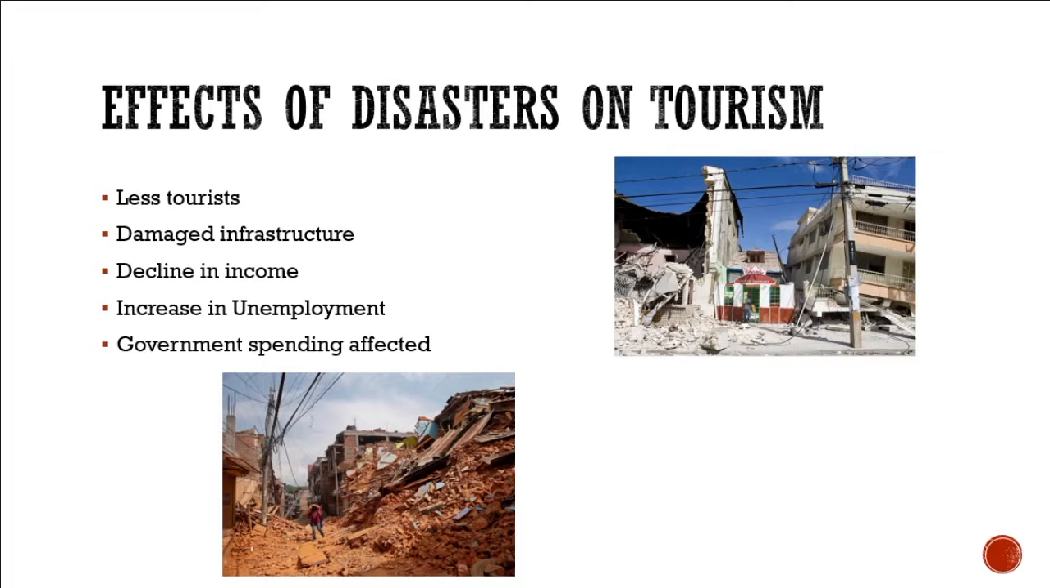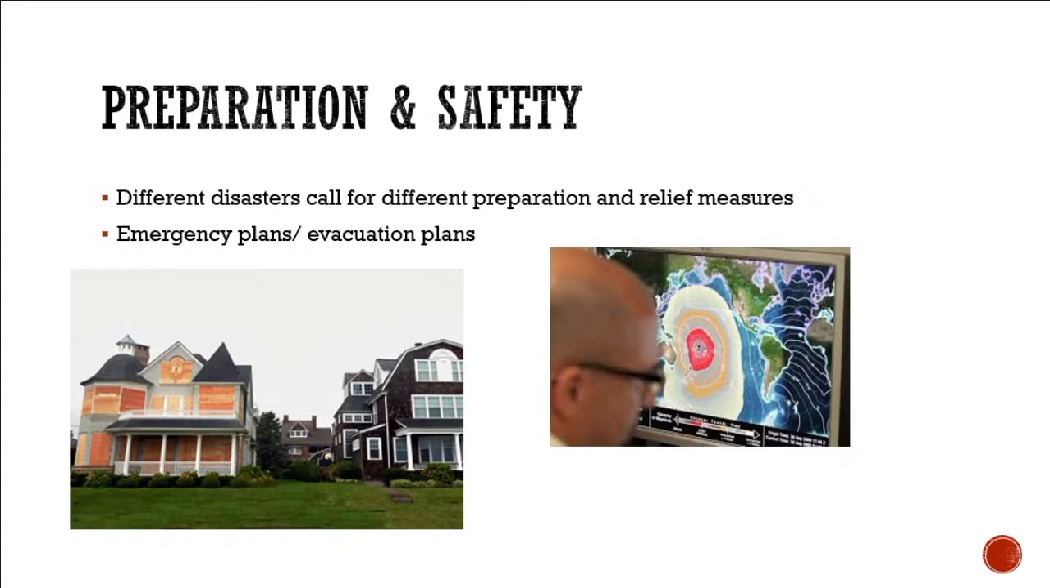This then affects government spending, which affects the money needed to create preparation efforts for areas at high risk of disasters. To lessen the impact of those effects, it is key to prepare high-risk areas. There are four stages of disasters: assessment, where you assess the problem; warning, impact, and recovery.